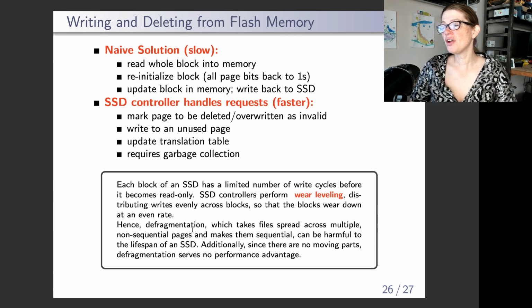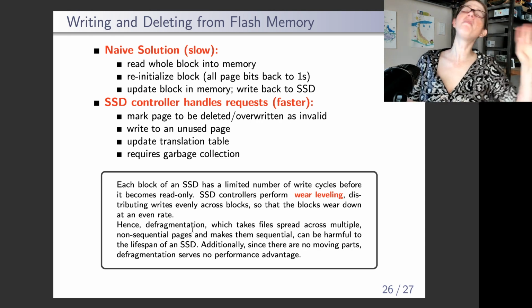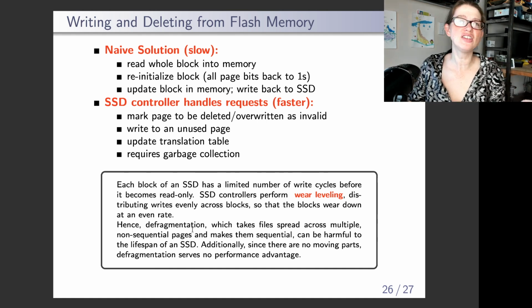Now, here's another interesting thing. The circuitry that's in an SSD, there is a limited number of times that you can actually write to each of those cells. Now you might be thinking, oh, it's millions or billions of times. This is not something I need to worry about.